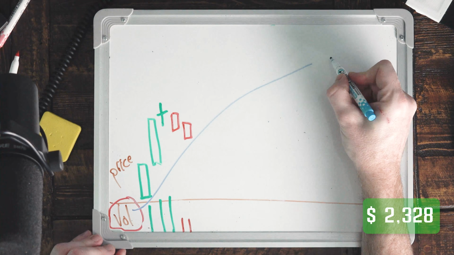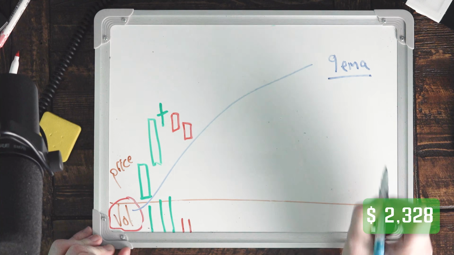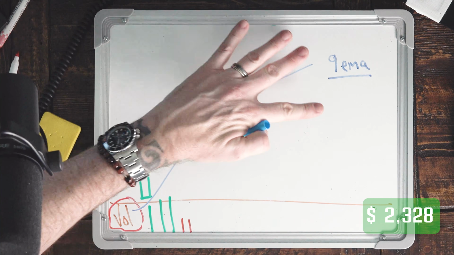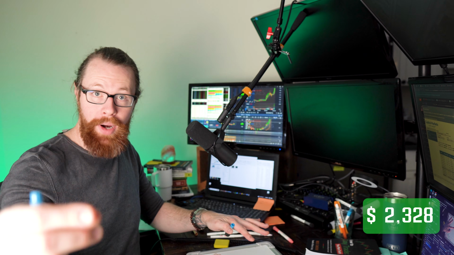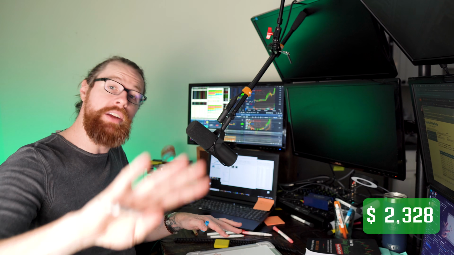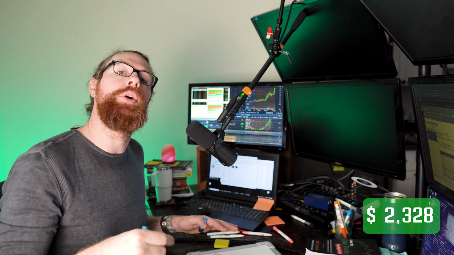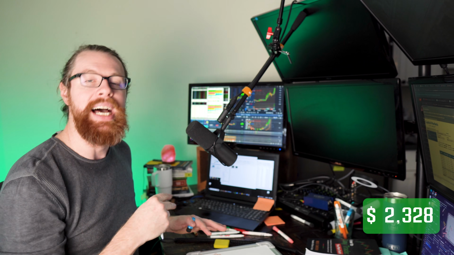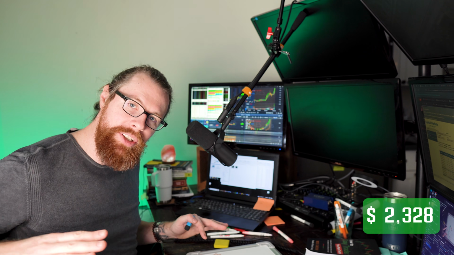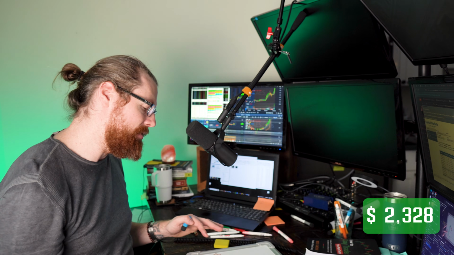Our next indicator right here is the 9 EMA. This is the 9 exponential moving average. I like using exponential moving averages because they react faster to changes in price. So when the price starts moving up very, very quickly, the exponential moving average moves faster because it weights more recent price action more heavily than the older price action. A simple moving average will move a little bit slower because it's not weighting recent price action more heavily.